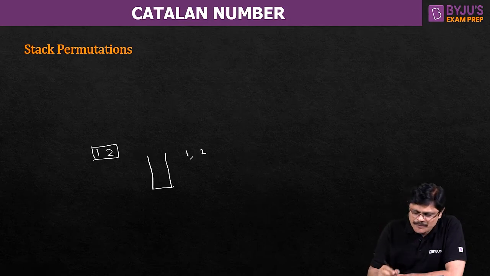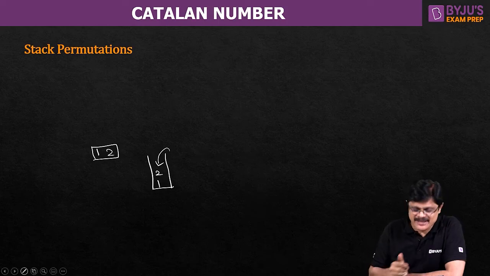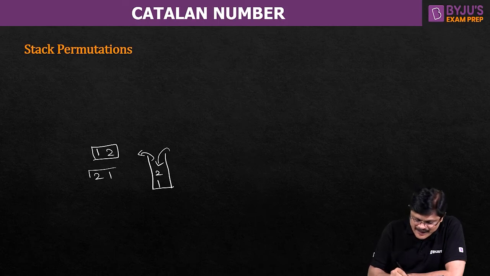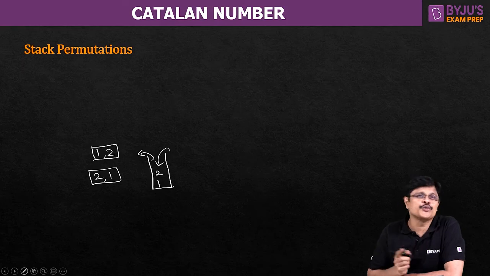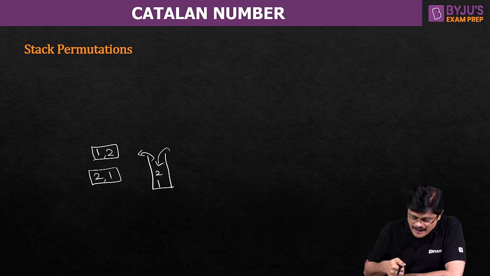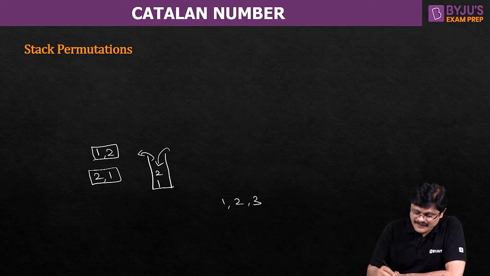Suppose same 1, 2. The other way is you push 1, don't pop it now. Then you push 2 also. Now you pop the elements. So when you pop it, what are the elements? First 2 can be printed, then 1 can be printed. That is, you can get 1, 2 permutation or 2, 1 permutation. Am I clear?